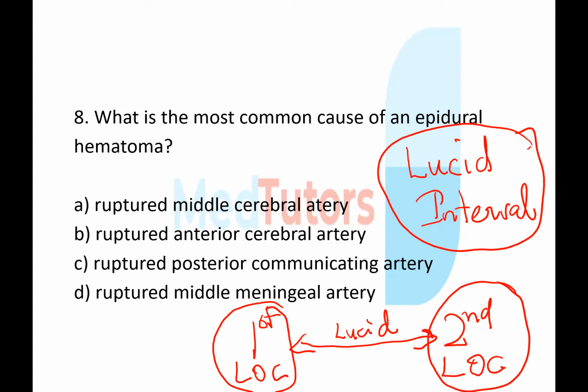And usually the commonest vessel that is involved in epidural hematoma is a branch of the middle meningeal artery, okay? It is the middle meningeal artery rupture. So this option says a rupture of the middle cerebral artery, false. Rupture of anterior cerebral artery, false. Posterior communicating artery, false. Rupture of middle meningeal artery. And it's located just beneath the pterion, if you remember your anatomy.